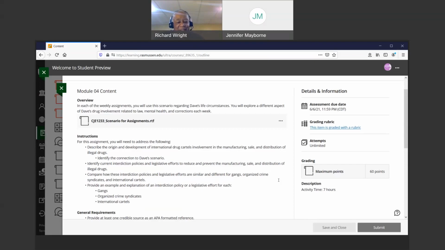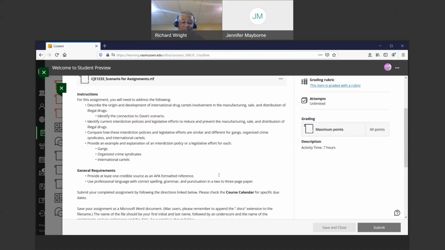Break it down. Identify current interdiction policies and legislative efforts to reduce and prevent manufacture, sale, and distribution of illegal drugs. Compare how these interdiction policies and legislative efforts are similar and different for gangs, and how they affect organized crime syndicates and international cartels. Provide an example of an interdiction policy or a legislative effort for gangs, organized crime, and international cartels. Now, the specifics.